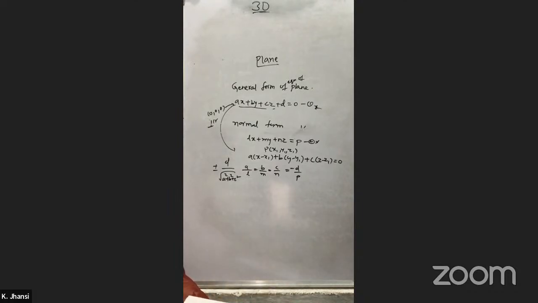And in your Check Your Progress, there are 2 problems. These 2 problems are also converting the general form of the equation of a plane to the normal form of the equation. So this is one 5-mark question in the second unit.